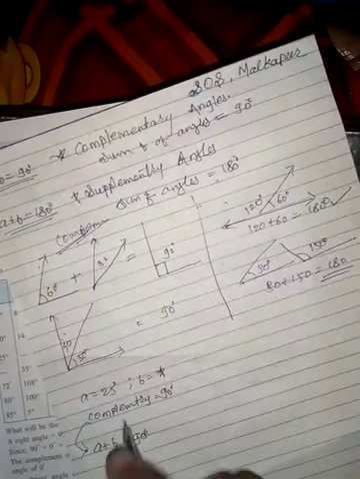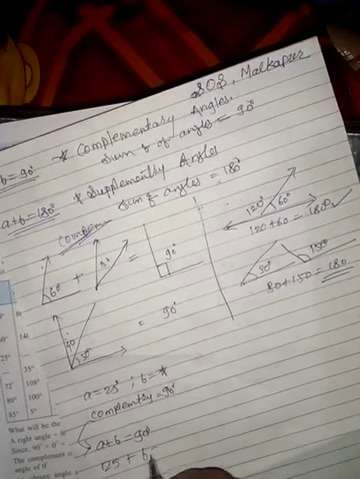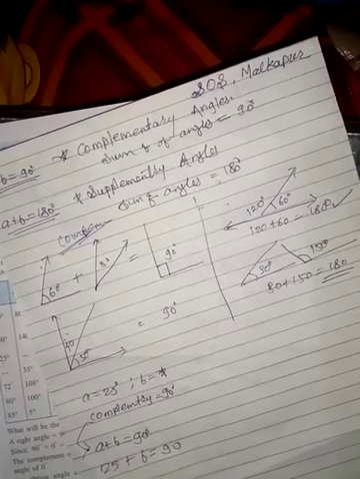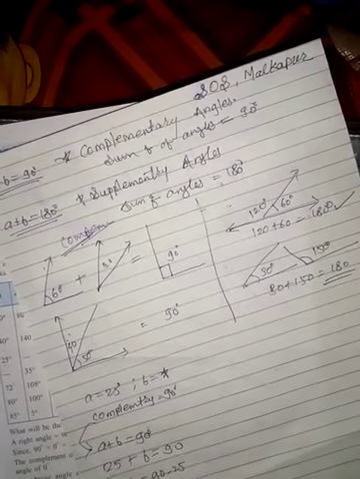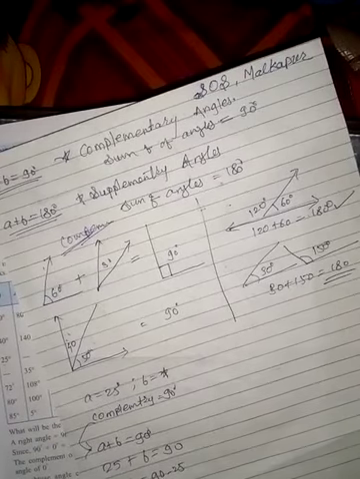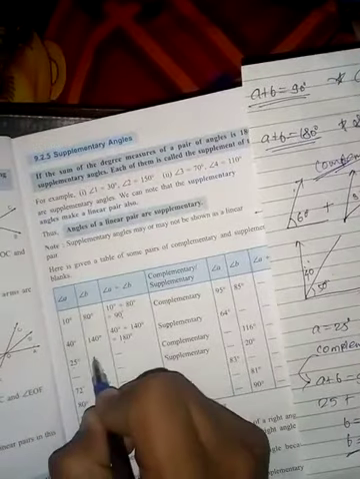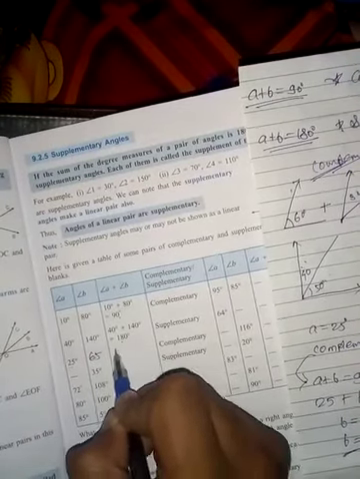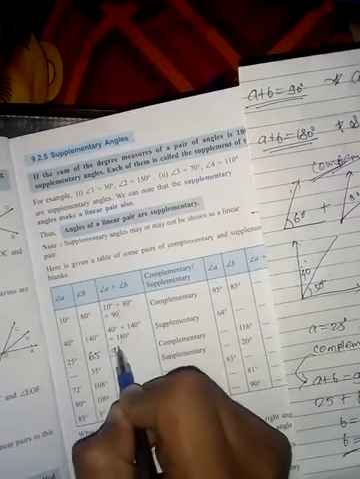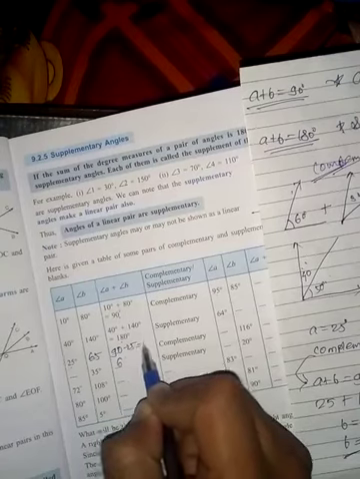So here A is what? 25. So therefore 25 plus B is 90. How will we find B? B is equal to 90 minus 25. So B is equal to 65. So we write here B is equal to 65. How? 90 degree minus 25 is equal to 65.